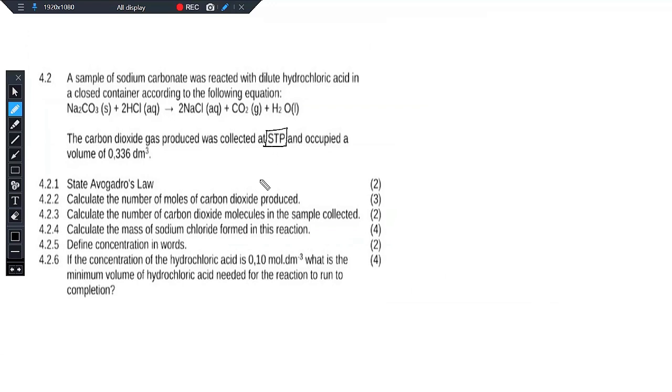Now note, whenever we see the keyword STP, we know that this relates to the formula n = V over Vm. I always made it a point that every time you see STP, standard temperature and pressure, you have to remember that the formula that we have to use is that one there. So the Vm obviously becomes 22.4, right? And it occupied a volume of 0.336 dm cubed. So this is the given volume, which should go in here. Then the Vm is the constant, which is 22.4.